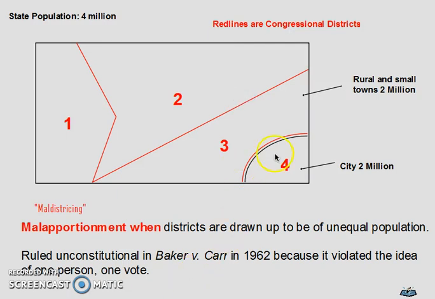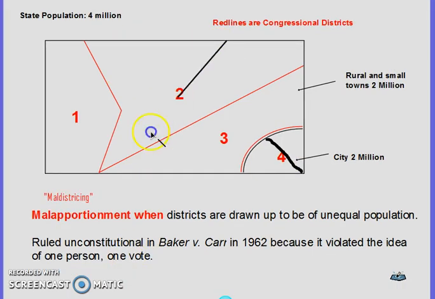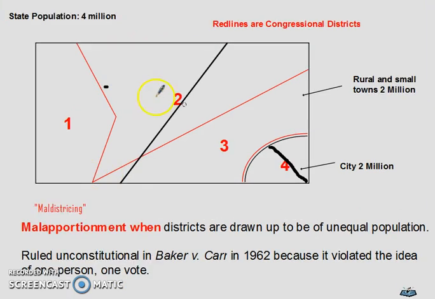Probably it's better to draw the districts like this, to split the city in half, and then on top of that, to split the countryside in half in some way, and have districts 1, 2, 3, and 4. The reason this is probably a better answer is that all of the members of the city are more likely to have something in common, and this congressman can do a better job representing those people. And all the people in a more rural area are likely to have something in common, and therefore they are more likely to be represented in Congress.